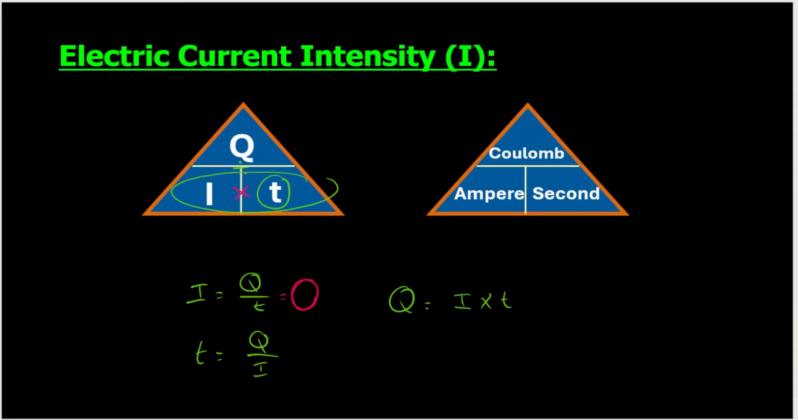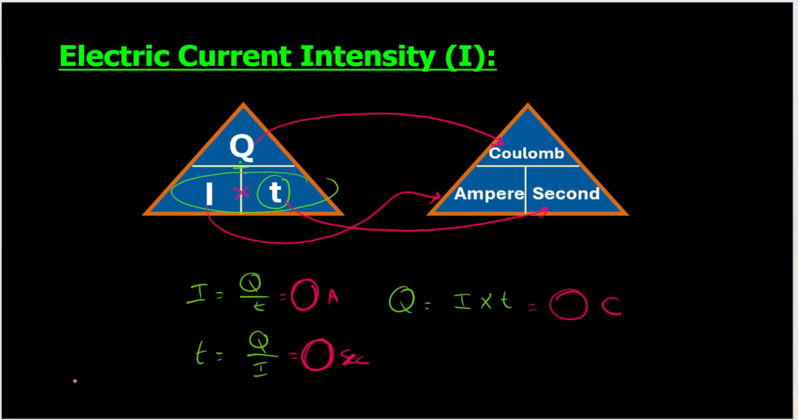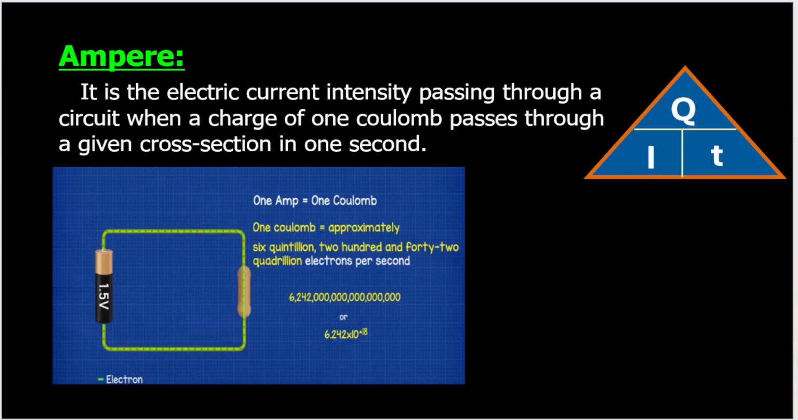So here you will have a number, its measuring unit will be ampere. This number, its measuring unit will be second. This number, its measuring unit will be coulomb. So the measuring unit of the quantity of charge is coulomb, time is second, and electric current intensity is in ampere. So what's meant by ampere? Ampere is the measuring unit of the electric current intensity, which is equal to Q over T.